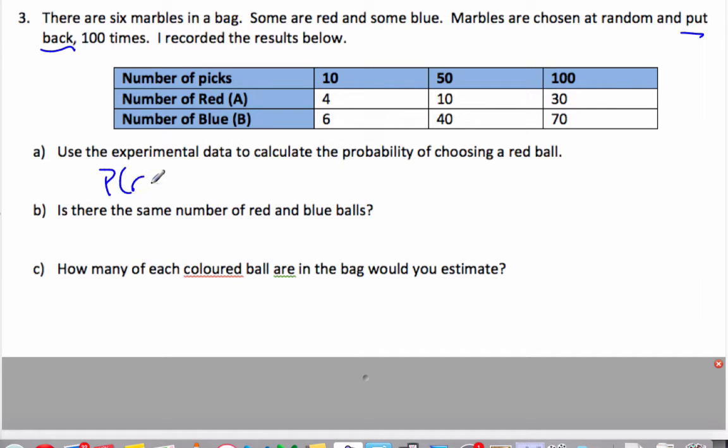So the probability of choosing red, and make sure you use good probability notation. Probability of choosing red, well, this is our best estimate. It's going to be 30 out of 100 trials, which is 0.3.